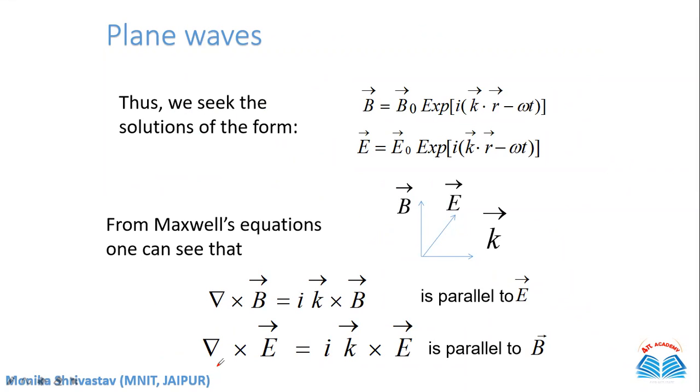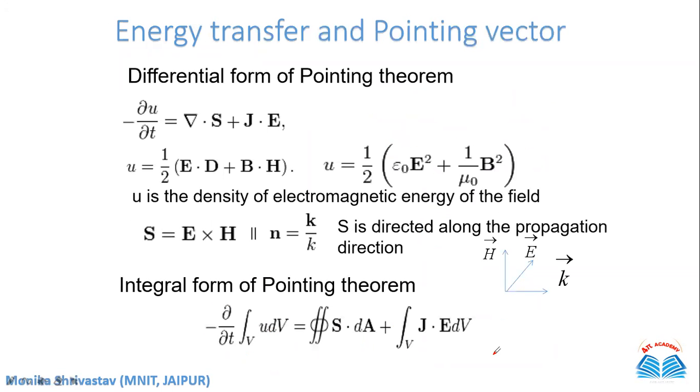So we are talking about plane waves. We know that all three components, the propagation vector, the electric field component and the magnetic field component, are perpendicular to each other. So for these plane waves, these are two important results: del cross B equals to iota k cross B, and del cross E equals to iota k cross E. So just note down these results. We will use them when we solve the questions.